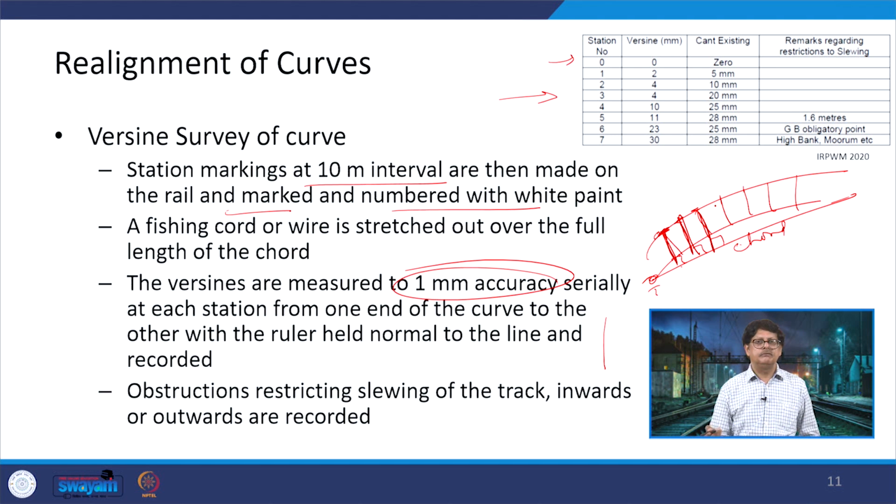At the same time the superelevation is also to be recorded. So, we are recording what is the existing cant at a location. And the third thing is the remarks regarding a restriction to the slewing, say here at 1.6 meter, or there is an obligatory point, or there is a high bank or a muram. So, that is also recorded. So, this is a recording sheet of the data.